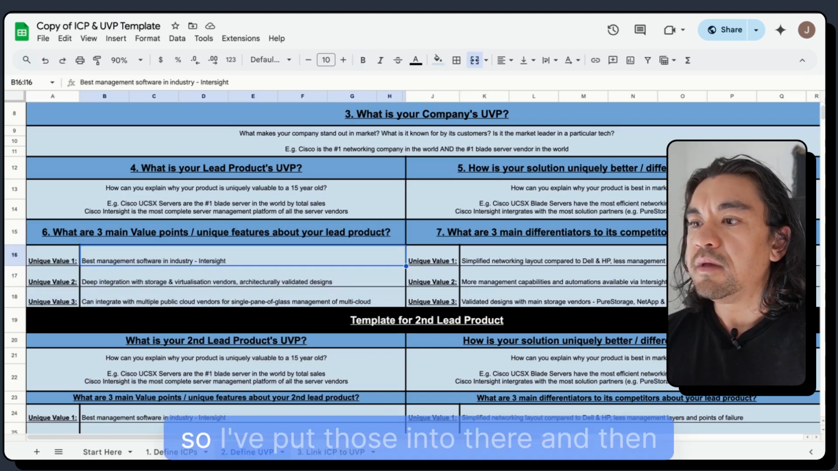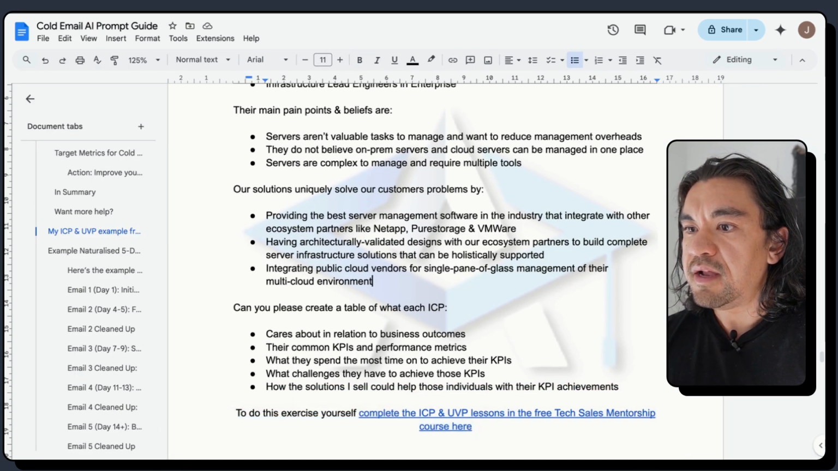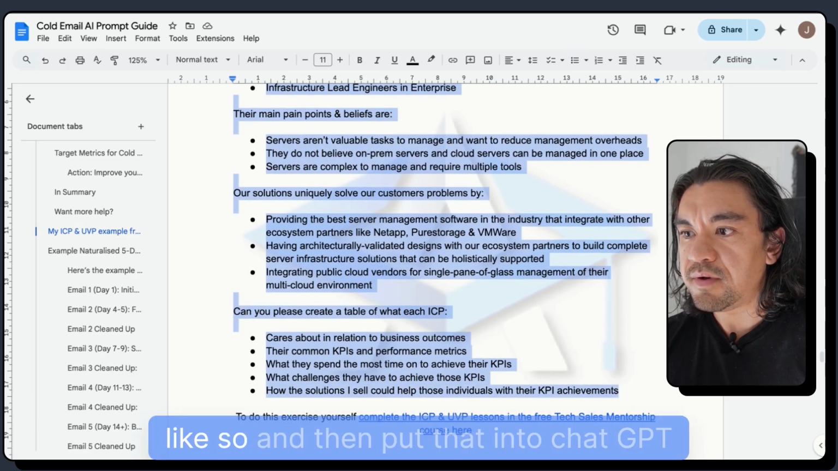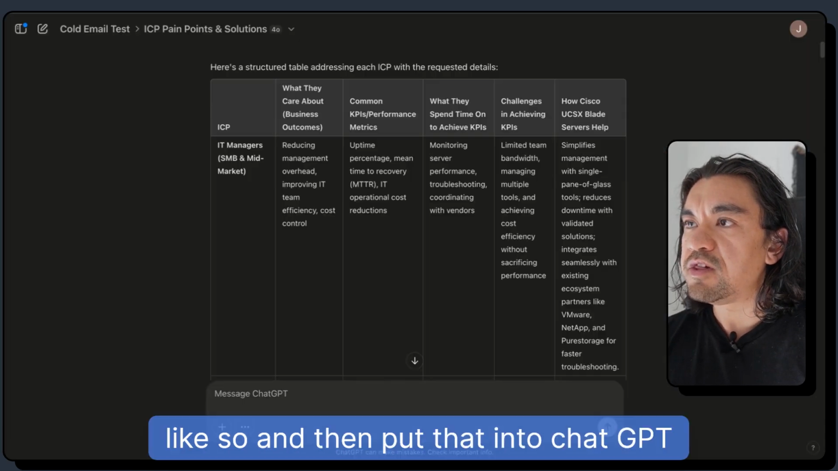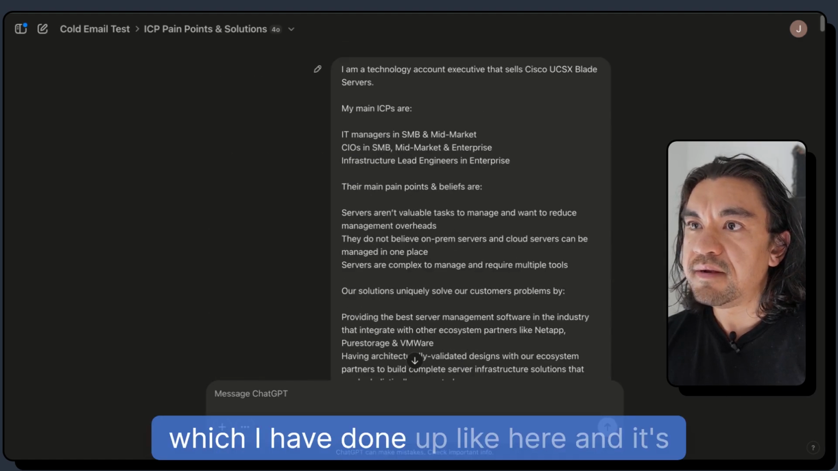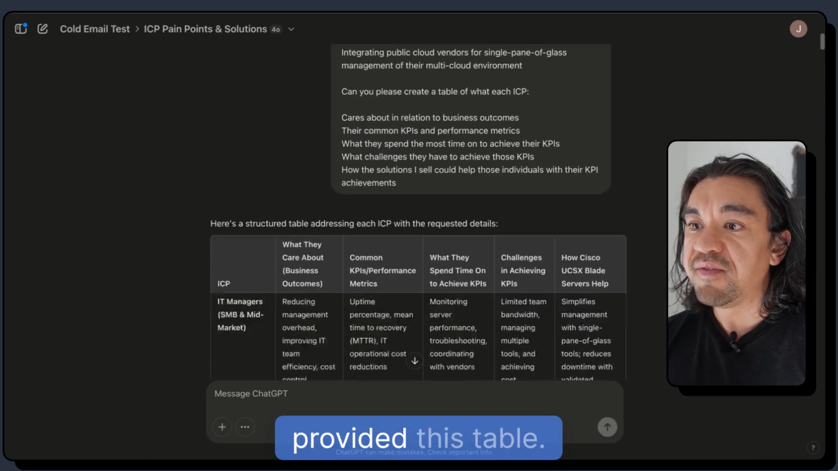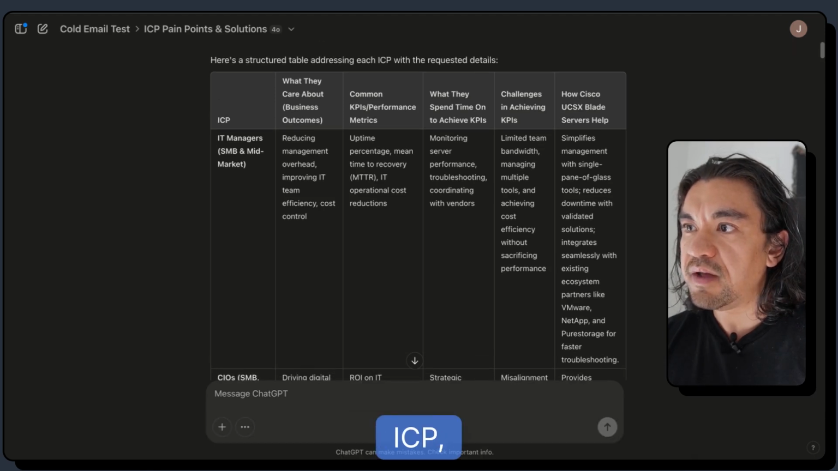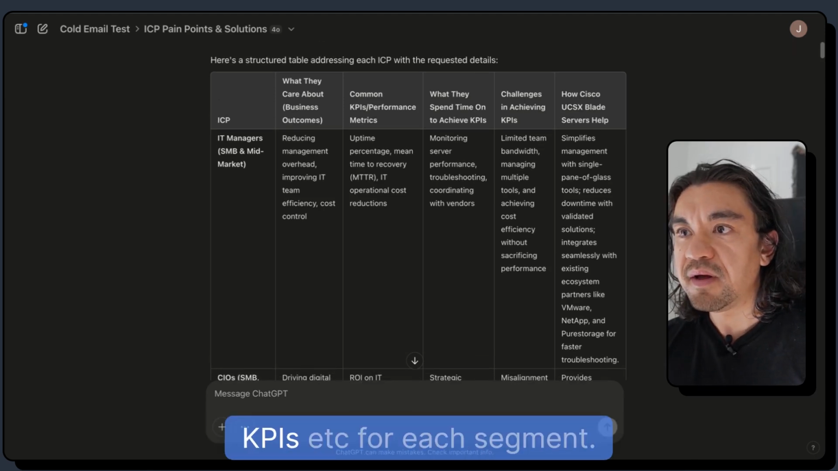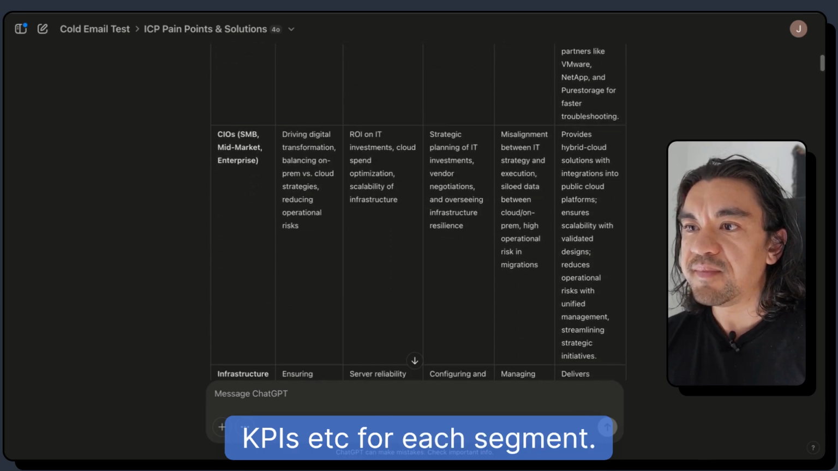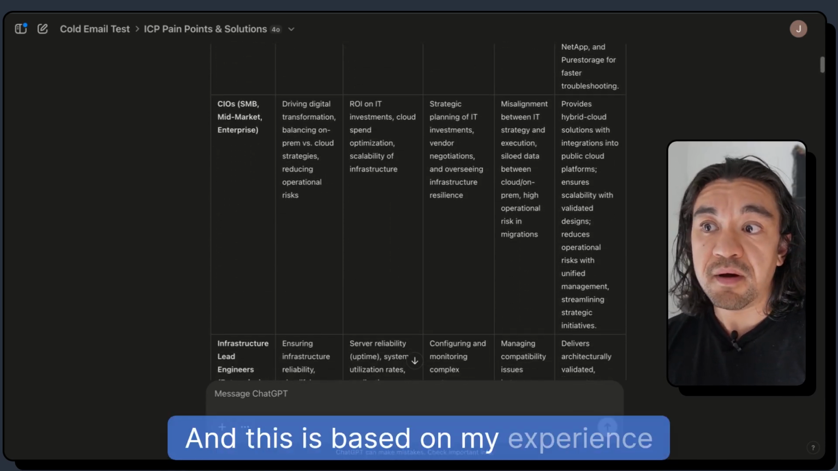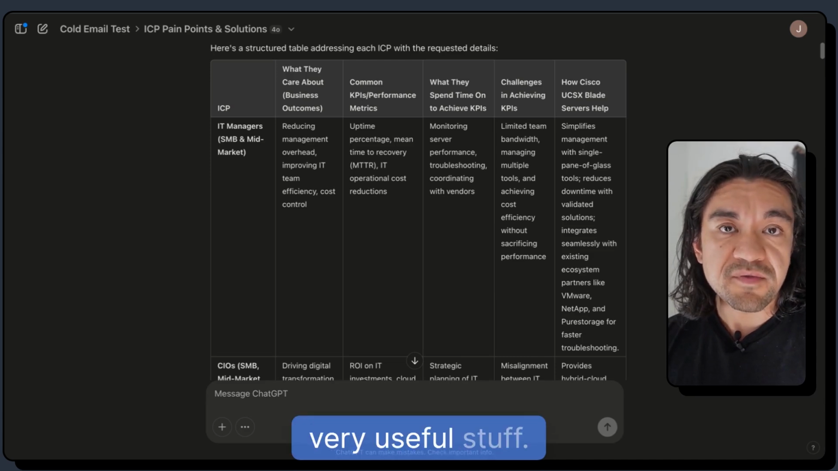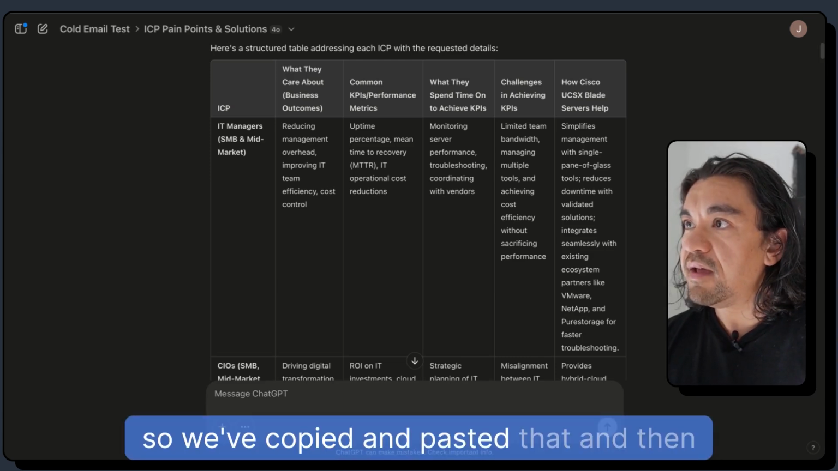Okay, so I've put those in there, and then you just copy and paste all of this like so, and put that into ChatGPT, which I have done here, and it's provided this table. So this is an in-depth table of the ICP, what they care about, KPIs, etc. for each segment. And this is, based on my experience dealing with all of these ICPs, pretty accurate, very useful stuff. Okay, so we've copied and pasted that.